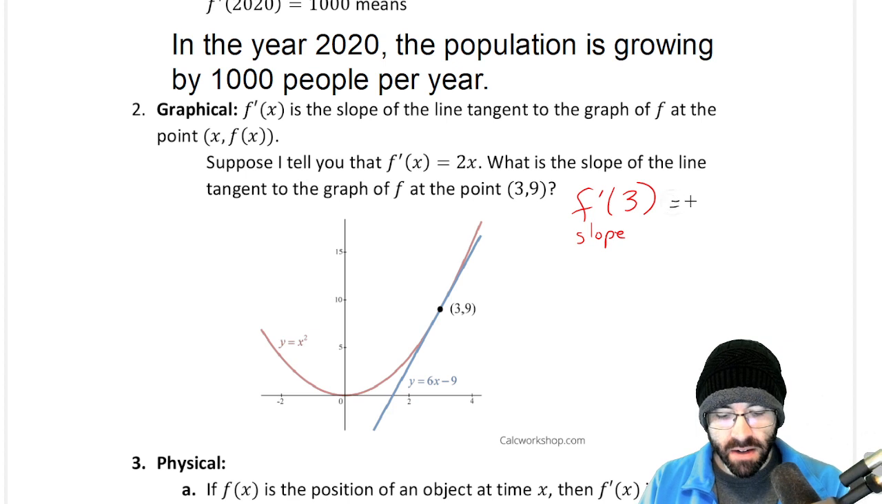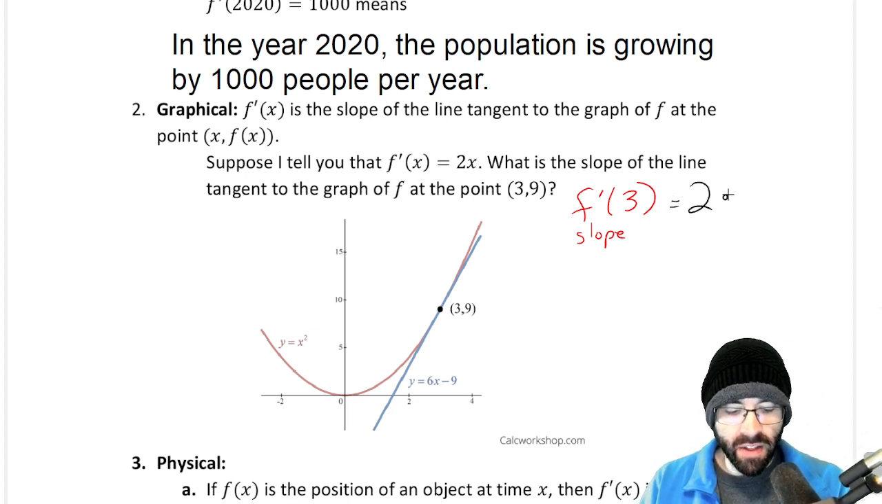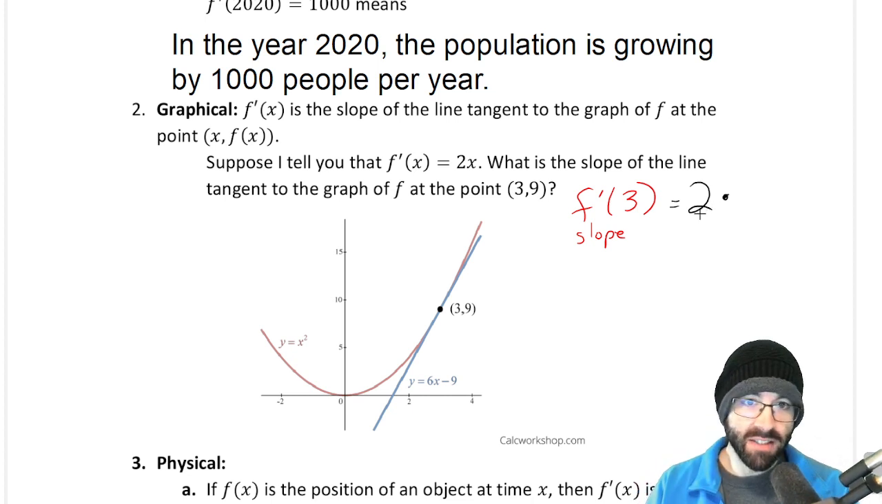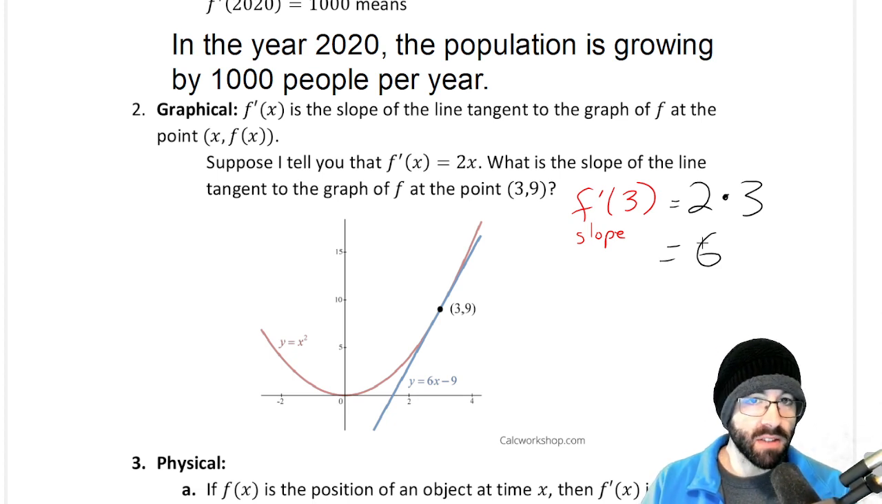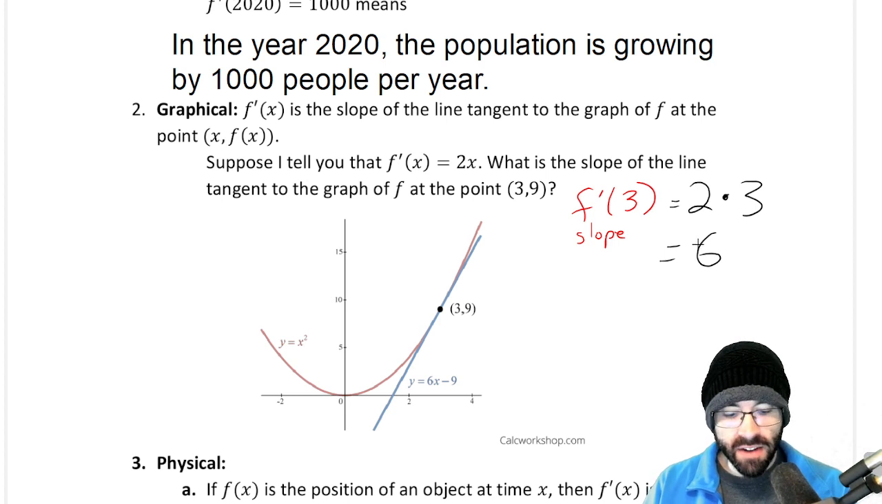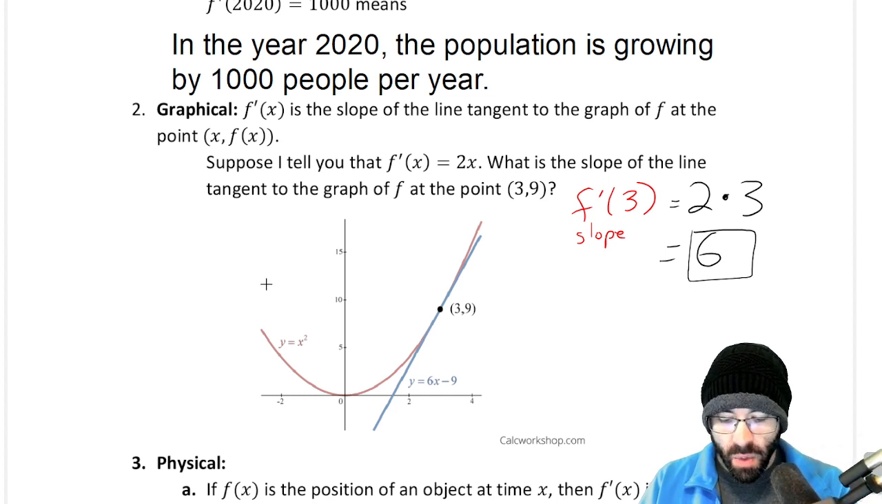Well, let's calculate it. We know f prime is 2 times x. And again, where did that come from? We talk about that in the next section. So if we plug in 3, we get that our slope, again, f prime tells us the slope, is 6. That is the slope of the tangent line right here. Visually, we can see that, okay? We have our parabola.